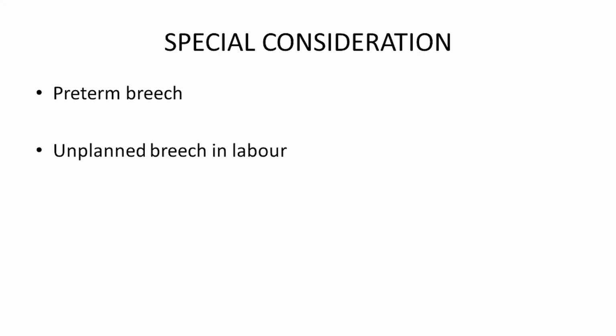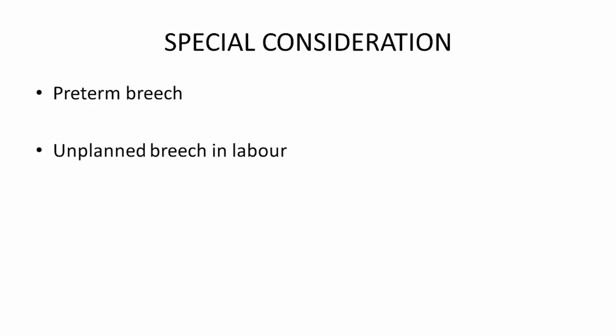Some special considerations in breech presentation. Preterm breech delivery. If we come across a fetus that is breech and is preterm, how do we manage such a fetus? For preterm breech delivery, what has been advocated depends on gestational age. Most authorities believe that at less than 32 weeks, cesarean section should be offered to these women. Particularly, the Society of Obstetricians and Gynaecologists of Canada recommends that at less than 32 weeks, cesarean section should be offered for a preterm breech. This is because at less than 32 weeks, the head is usually bigger than the other parts of the body.